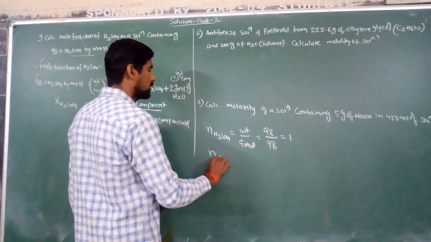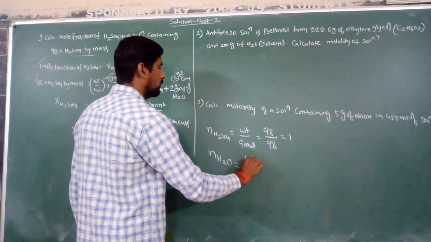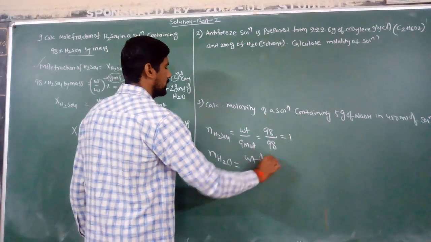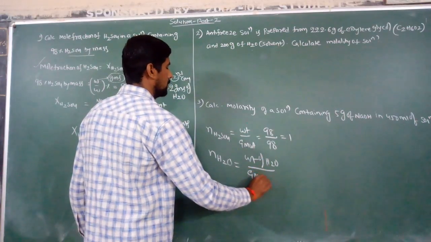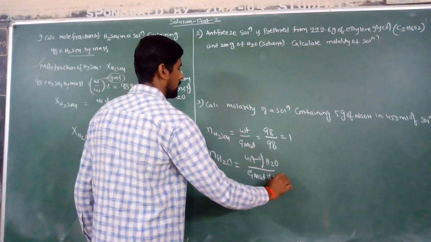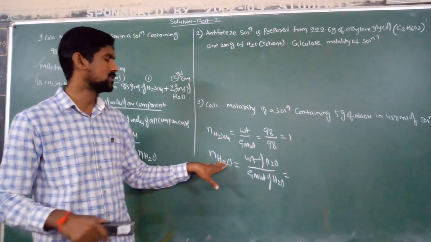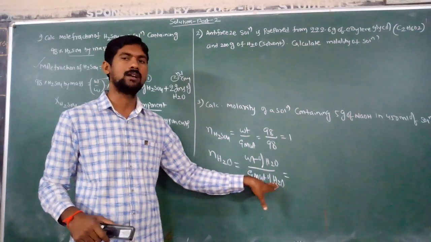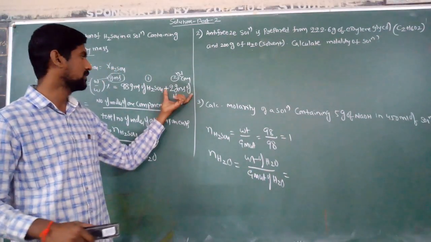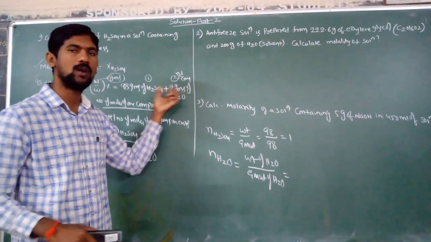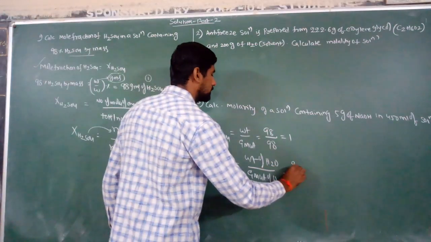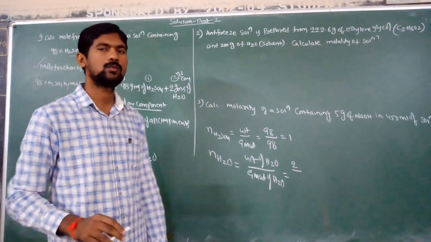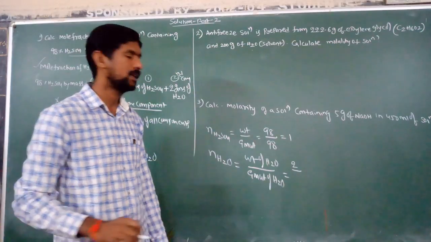And what is the number of moles of water? It is the weight of water divided by the gram molecular weight of water. In the problem, the weight of water is 2 grams. You know the gram molecular weight of water is 18 grams.